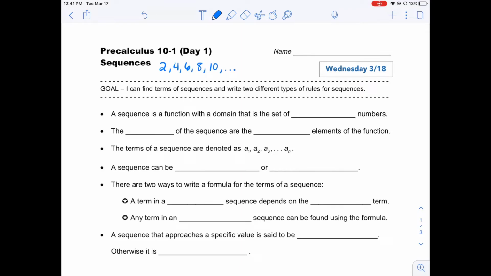This is a pattern of numbers, but this is also a sequence. Well, how did I get from each number? How do I keep the pattern going? Well, from 2 to 4, I added 2. From 4 to 6, I added 2. 6 to 8, I added 2, and so on and so forth. So I could keep this list going by going up by 2 each time.